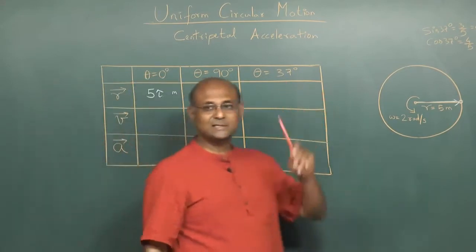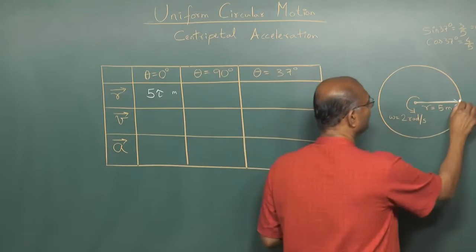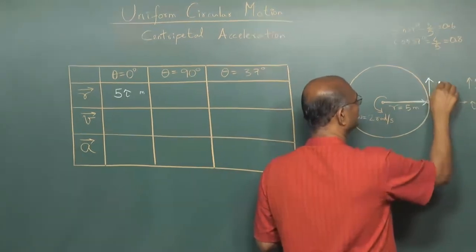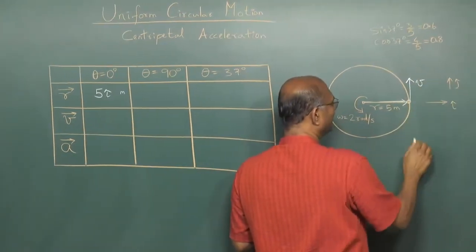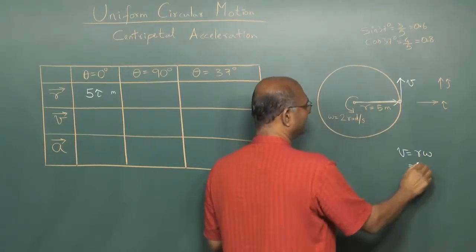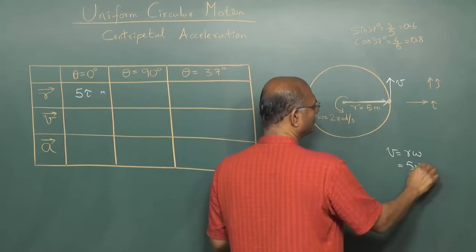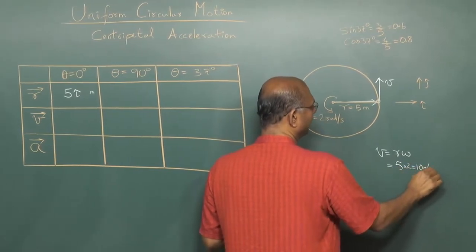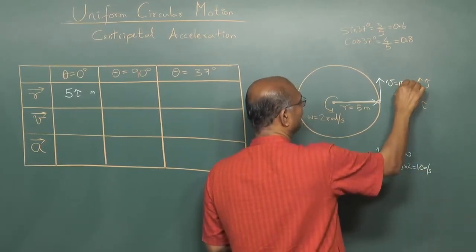What would be the velocity vector? The velocity vector is going to point like this, right? V. How much is V in magnitude? It is r omega. r is 5, omega is 2, so it is 10 meters per second. So this is 10 meters per second.